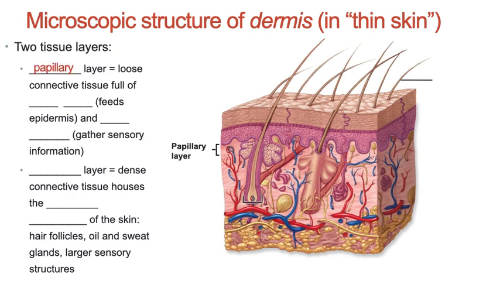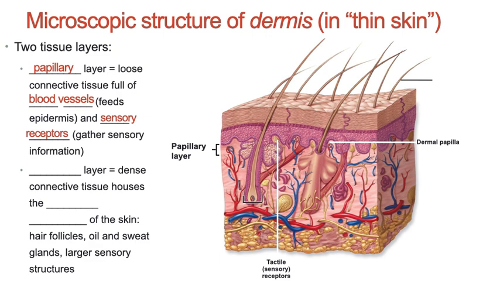So there are two major tissue layers within the dermis. You have a superficial papillary layer that is composed of loose connective tissue. It's full of blood vessels that feed the epidermis, as well as sensory receptors that gather sensory information. The papillary layer also contains the dermal papilla, which are what this layer is named for. And these structures are going to basically increase the surface area of the papillary layer, and that's going to allow for increased gas exchange, as well as nutrients and waste products between these two layers.